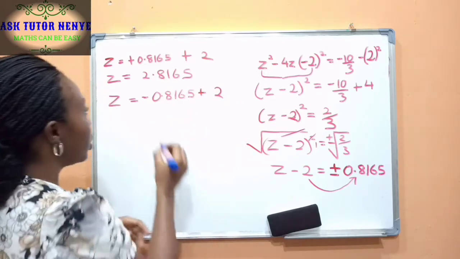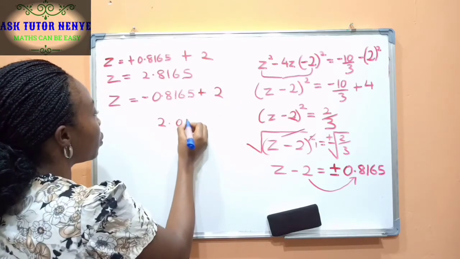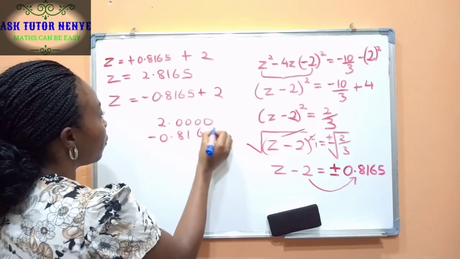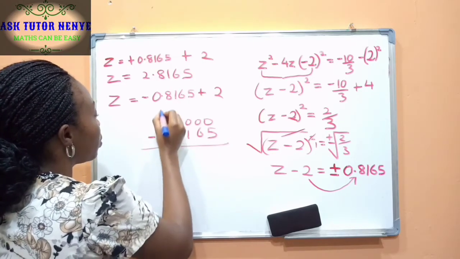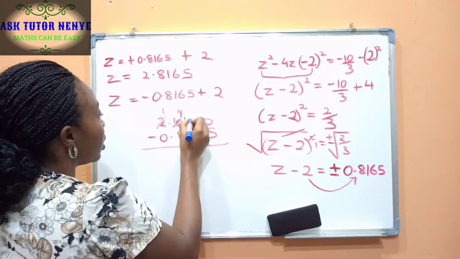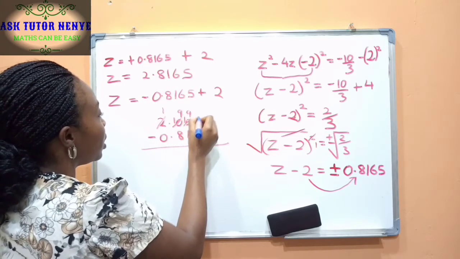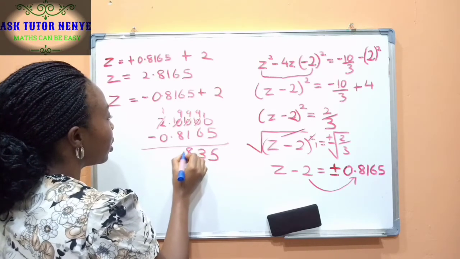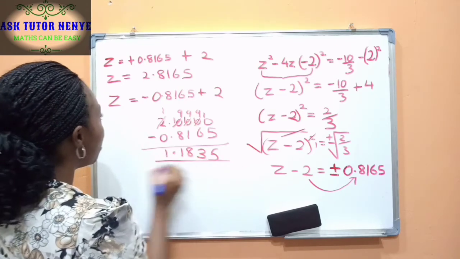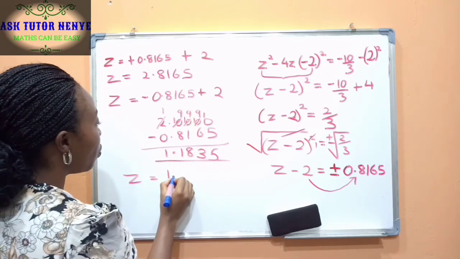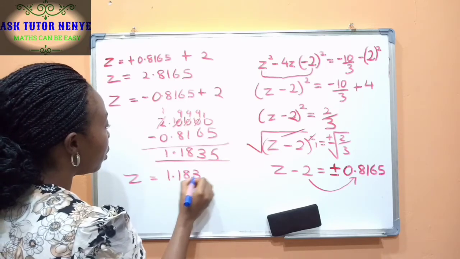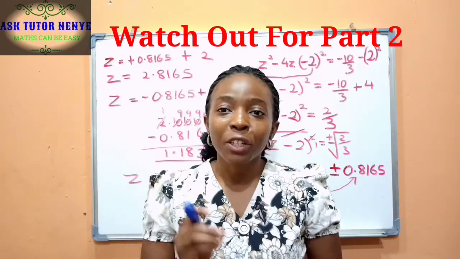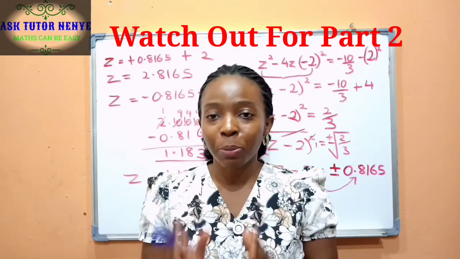So how do we solve for this? We are simply going to do 2.0000 minus 0.8165. So this cancels out. This 1, this is 9, this is 9, this is 9, and this is 1. So we have 1.1835. So z equals 1.1835. So this is it on the simplest step-by-step approach in finding quadratic equation by completing the square method.